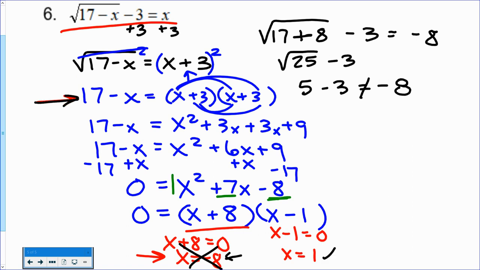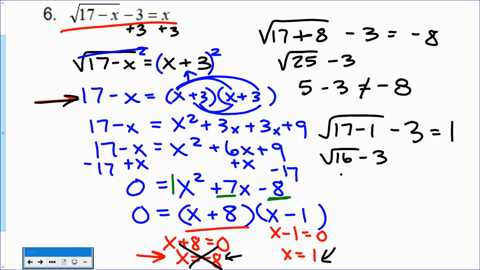So I'll go ahead and check 1. One should work, but we'll make sure that it does. So I've got the square root of 17 minus 1, minus 3, would have to equal 1 for it to be true. So this is the square root of 16 minus 3. So 4 minus 3 does equal 1. So this would be the only answer I would include. You don't have to erase your work or anything, but when you're entering it in MyMathLab, you'd only put in 1. If you had both answers, it's going to ask you to put a comma in between them.